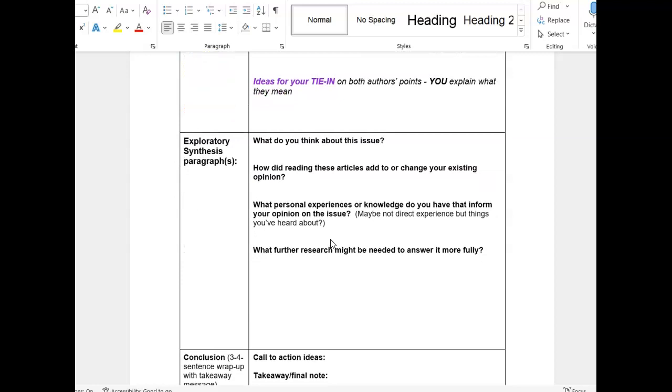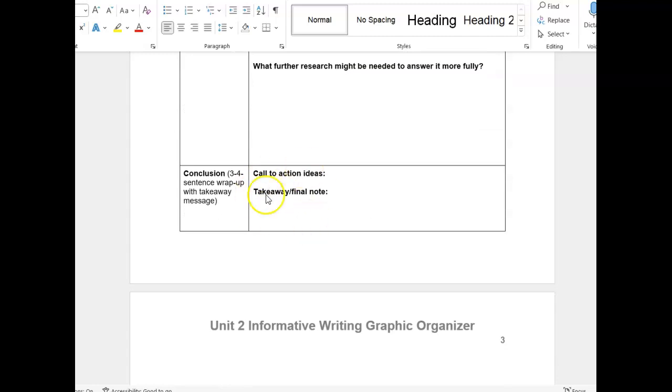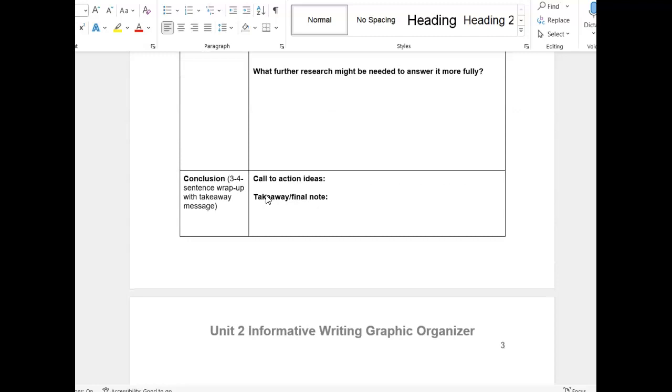And then down here, the exploratory synthesis paragraph. These are just some questions to answer. These ideas will end up in your paragraph where you put all the information together. And then there are some helpful tips about what to include for your conclusion. So hopefully that explains everything on the planner that you're going to have to cover, what those terms mean, and what I'm looking for.